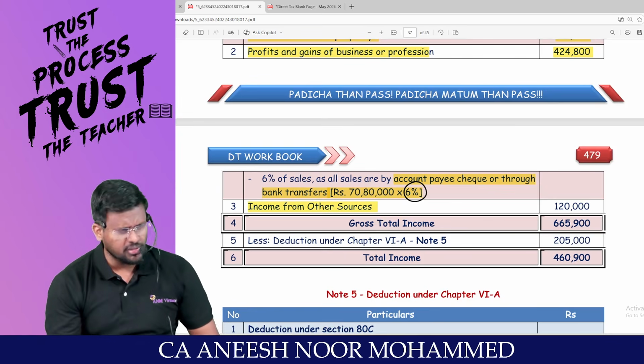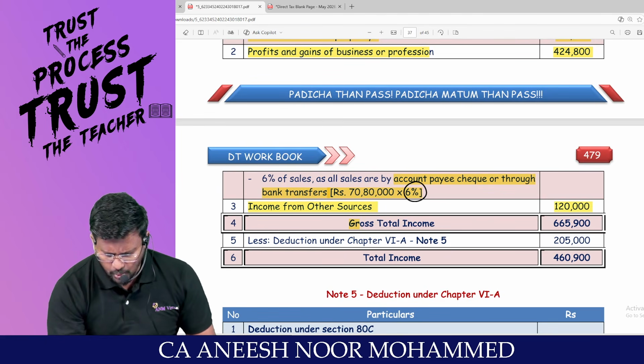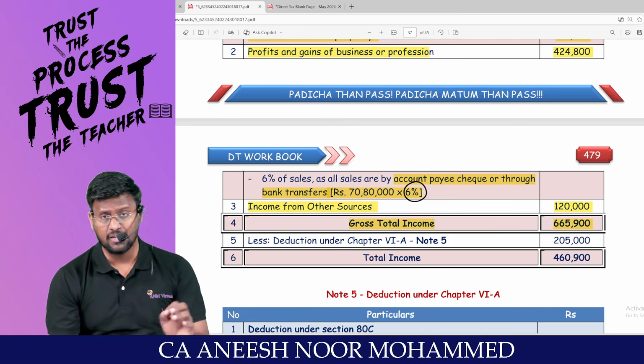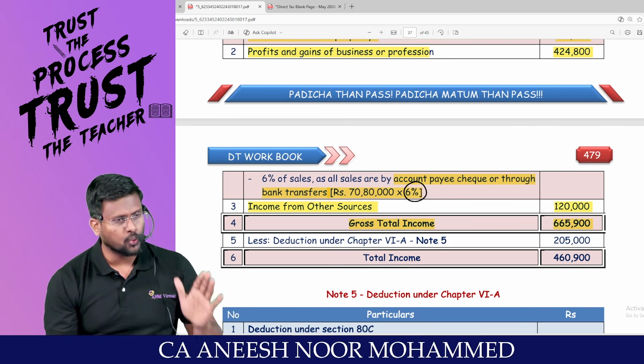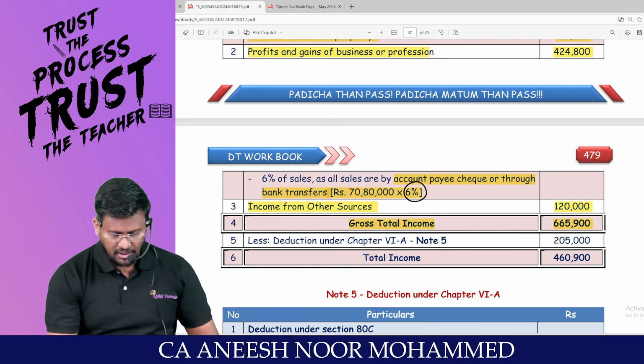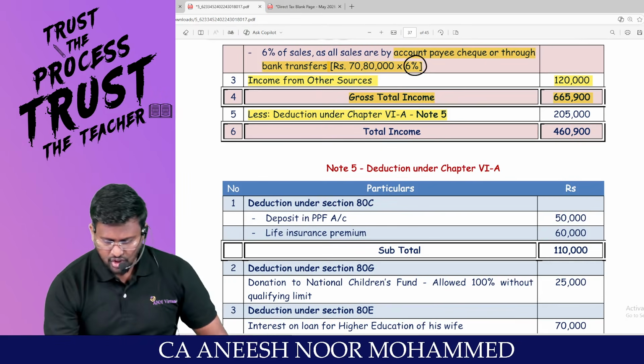Income from other sources will not change. Same 1,20,000. Gross total income will be 6,65,900. Now, since you are going to travel through the optional tax regime, you are entitled to claim Chapter 6A deduction.